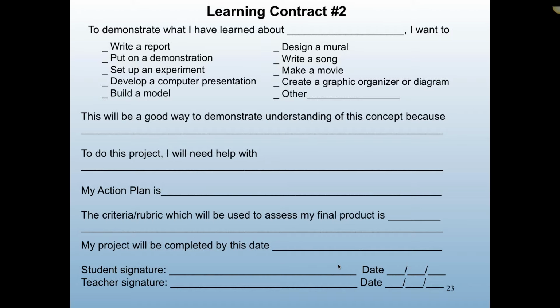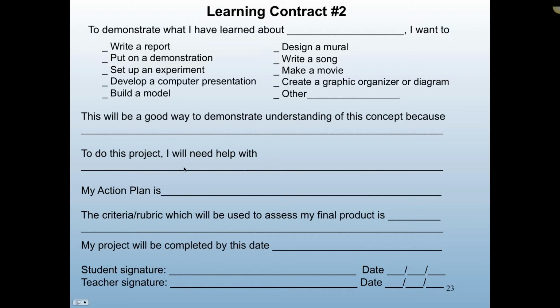build a model, which works well for certain things, not for everything, design a mural, almost any, write a song, anything, make a movie, yes, create my own graphic organizer, or maybe you have somebody who says, oh, could I do this? And you think it's great. So you make that the other, okay? Now, this is important. The student needs to be able to write or verbalize to you why this will be a good way to demonstrate my understanding of this concept, okay?